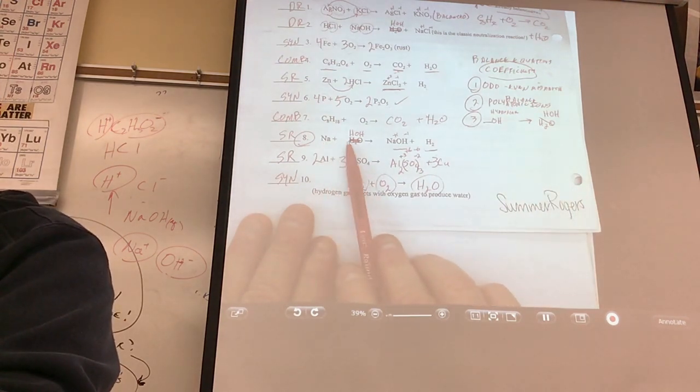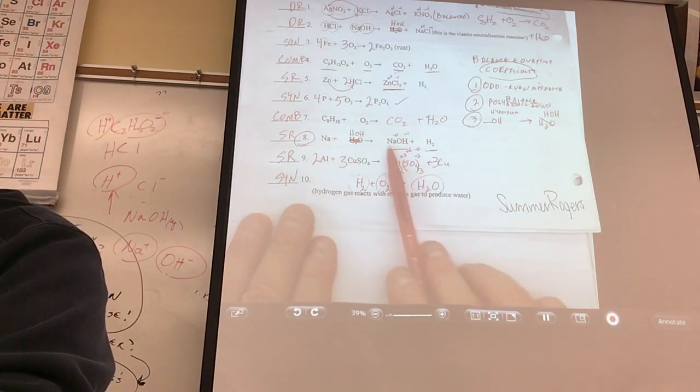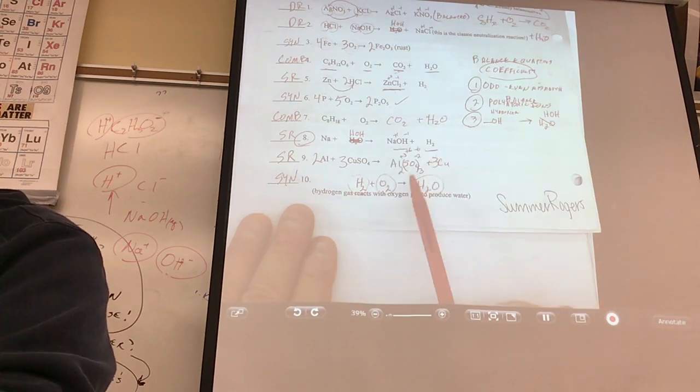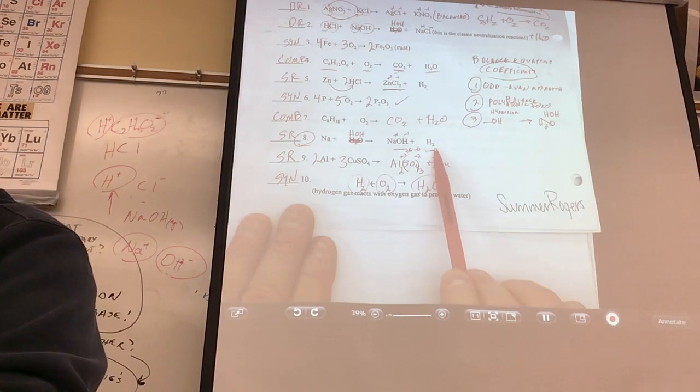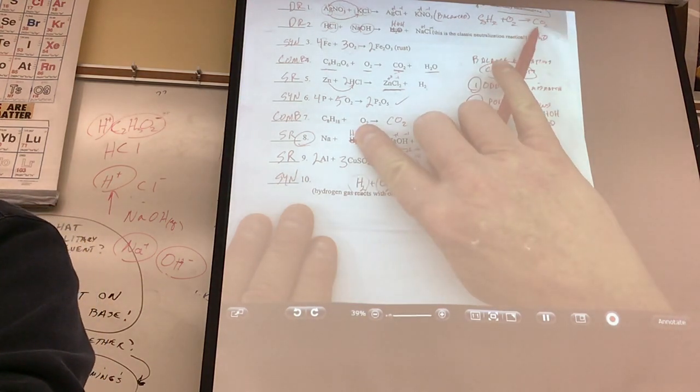Go through here. How many sodiums are on the left side of the arrow? How many sodium? Everybody. 1. How many on the right side of the arrow? 1. Okay, good. How many hydrogens on the right side that are not in hydroxide? Everybody. Raise your finger because I can't hear everybody. Tell me. 2. How many hydrogens over here not in hydroxide? 1. Didn't I see that?